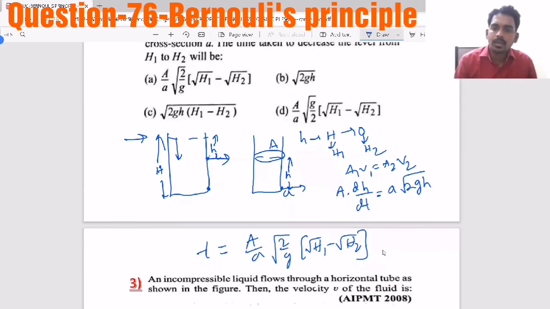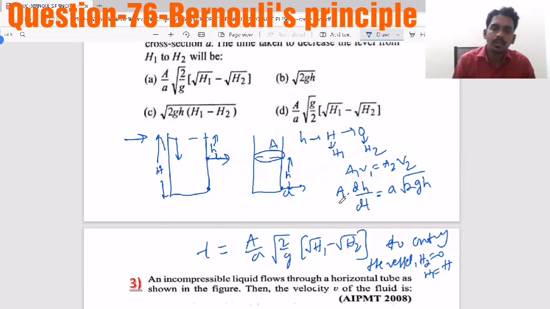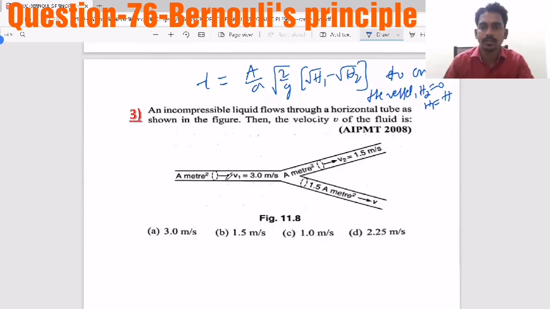To empty the vessel completely, the H2 value you have to take 0, and the H1 value is H. So from initial, the final level should become 0. Like that, you can remember this as a general formula. So using the equation of continuity, when you make the equation, you have to understand V1 is the rate of change in this height. And V2 is, already we found it, the speed of ejection, root 2gh. Then if you make both the equations and go for integration, you will get the relation.